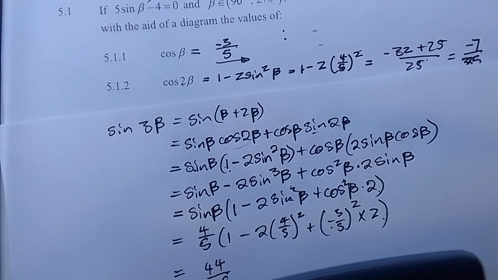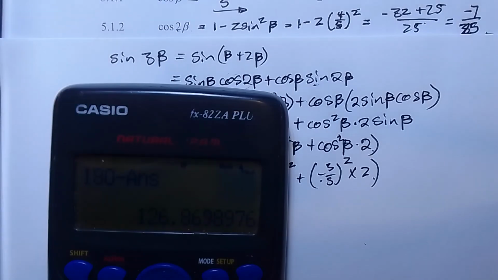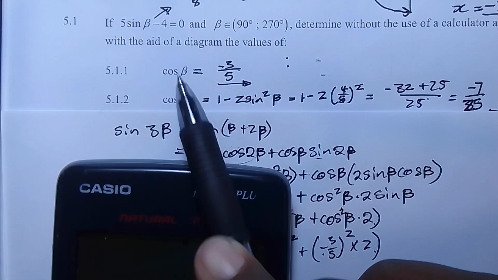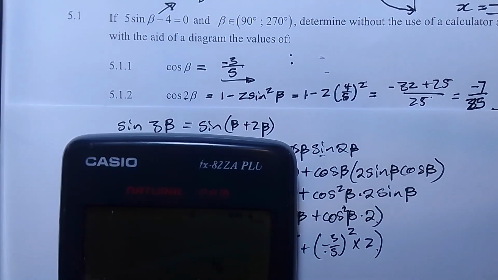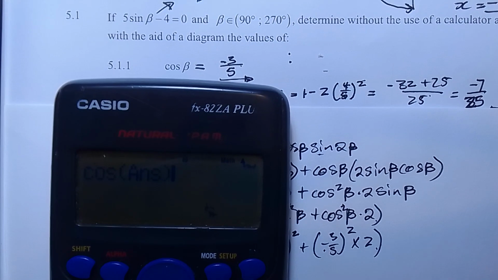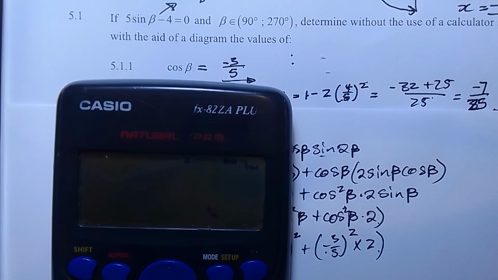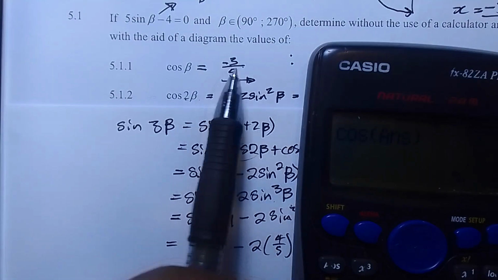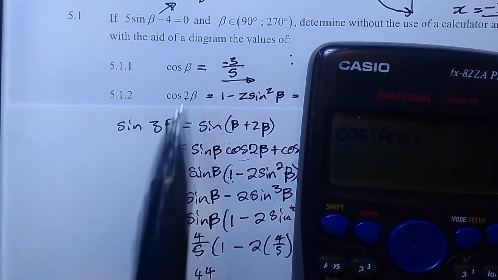Right. So how you check your answers once you have the angle? What you do is you just say cos. Okay, sorry. For this one, for the first one, which is cos beta, we're just going to say cos of the angle we just found. You know the angle now. It should give us something. See, it's negative 3/5. There's negative 3/5.